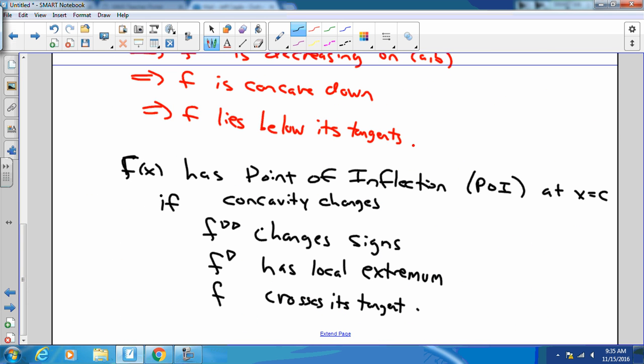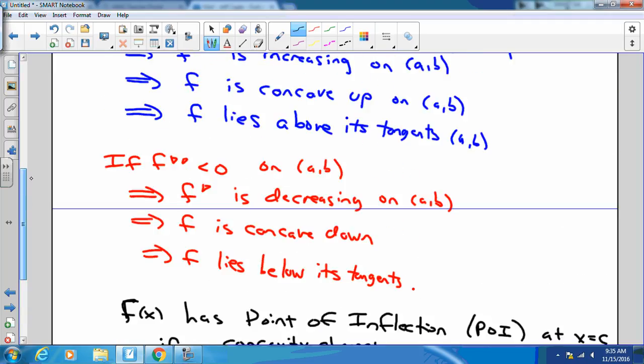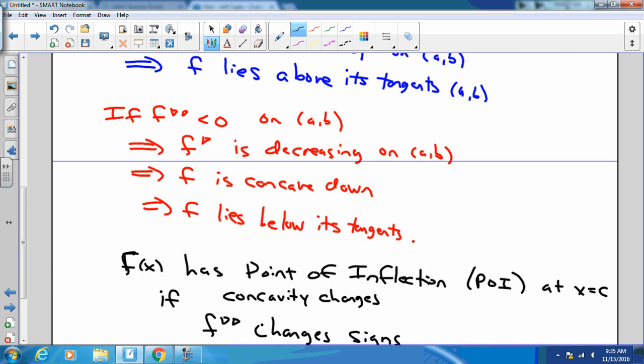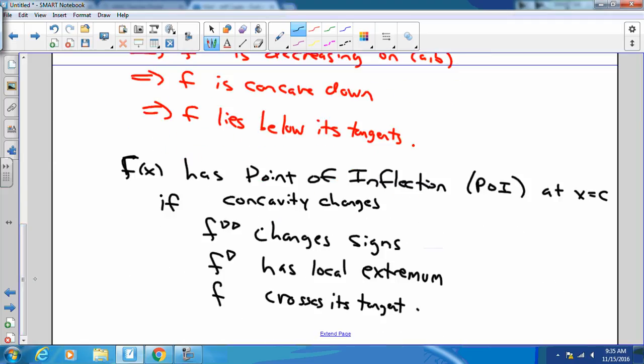So I'm going to retire the threefold equivalence term temporarily until I can get some closure on that issue. We can call it a threefold implication. If the sign of f double prime is nice and constant, then that implies these three things, and point of inflection implies these three things.